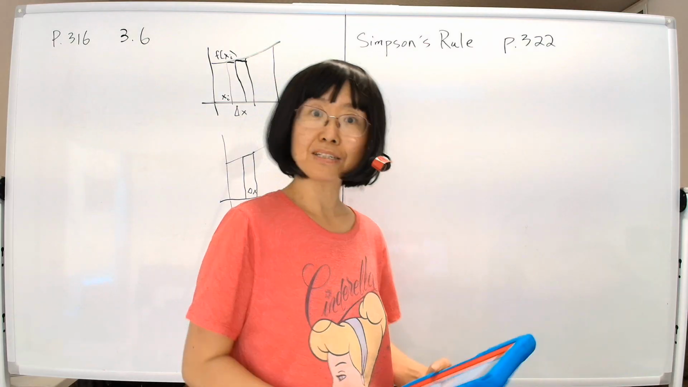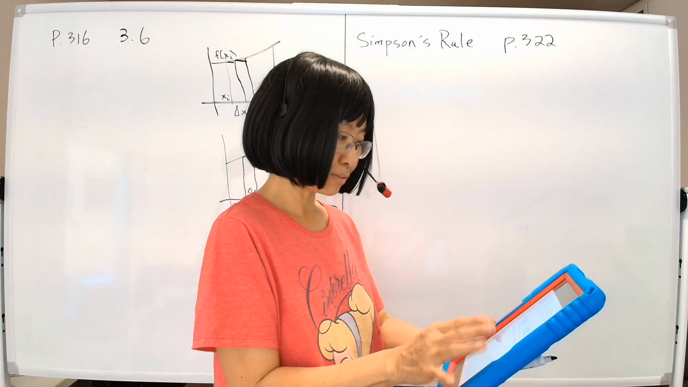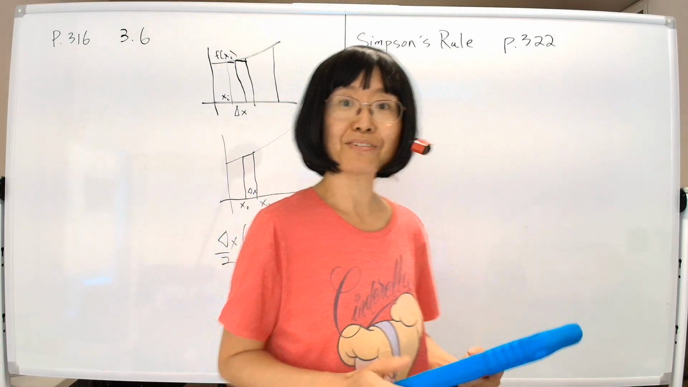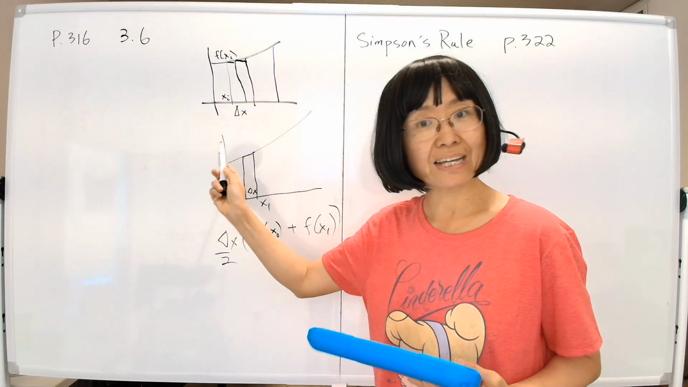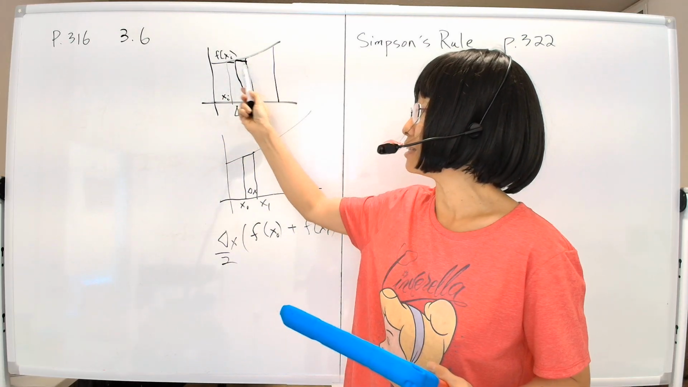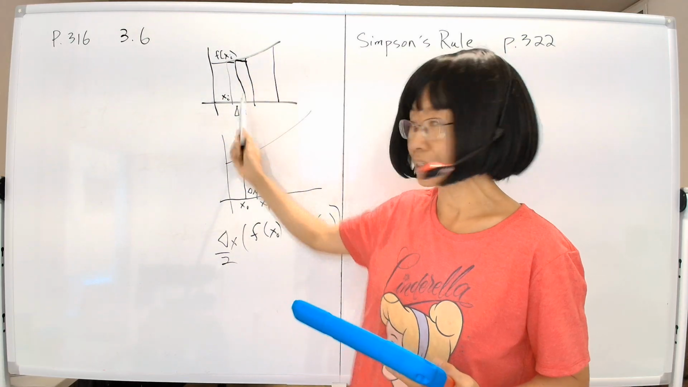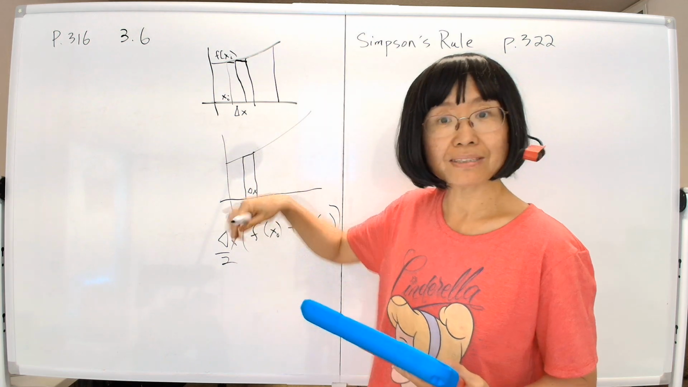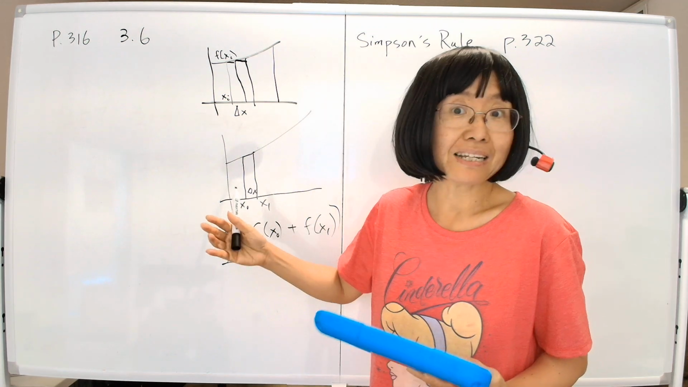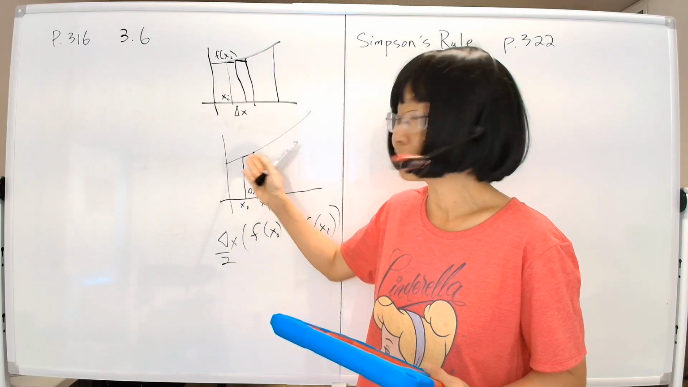Next, let's look at Simpson's rule on page 322. Simpson's rule has a very neat new idea. So far, we've been approximating area under the curve with some kind of straight line. This is just a basic rectangle, and that's a straight line, but it's slanted. So it looks slightly closer. Didn't turn out to be better, but it looks better, right?